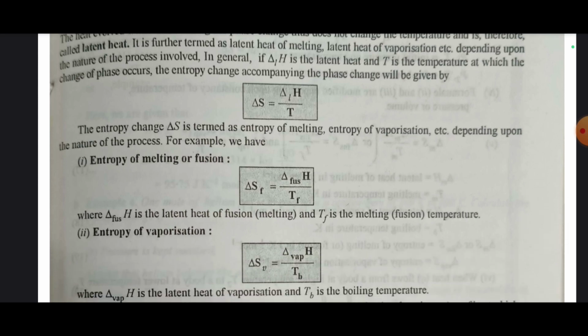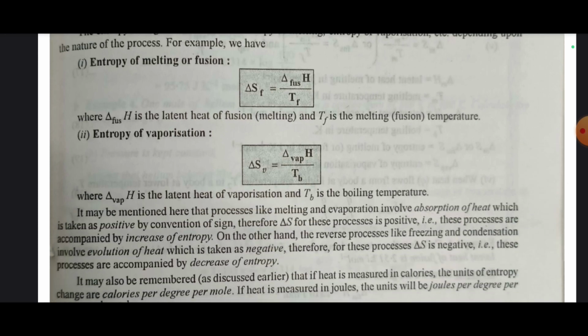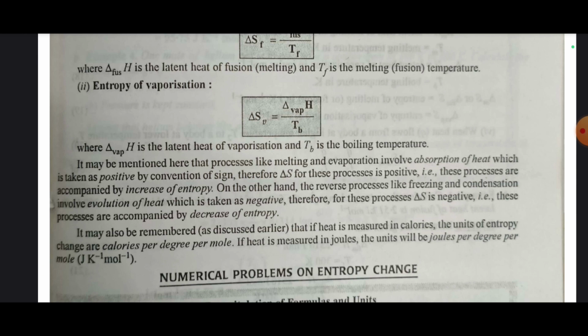For example, we have first entropy of melting or fusion. So delta SF is equal to delta fusion H by TF, where delta fusion H is latent heat of fusion and TF is the melting temperature. Second, entropy of vaporization. So delta SV is equal to delta vaporization H by TB, where delta vaporization H is the latent heat of vaporization and TB is the boiling temperature.